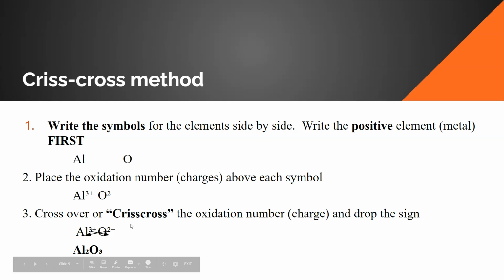You're going to remove the positive and negative signs, and cross the numbers over to the opposite element. Using aluminum and oxygen as an example, aluminum is a group 13 metal, so its charge is +3. Oxygen is a group 16 nonmetal, its oxidation state is -2. When I crisscross, I get the formula Al2O3, because it would take 2 aluminum and 3 oxygen to come up with a ratio where the charges balance out to 0. 2 times +3 is +6. 3 times -2 is -6. +6 and -6 make 0.